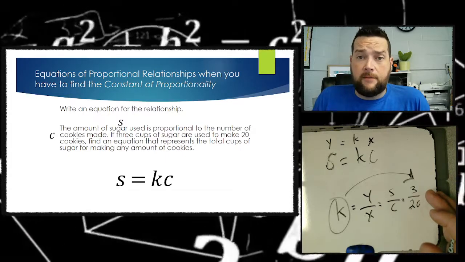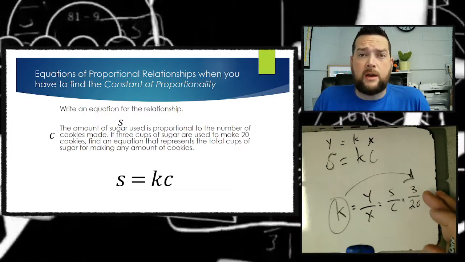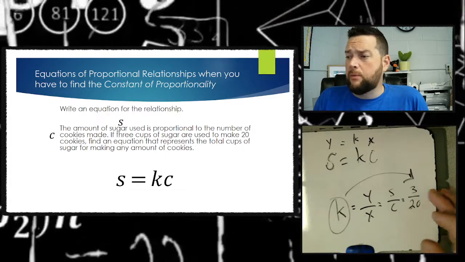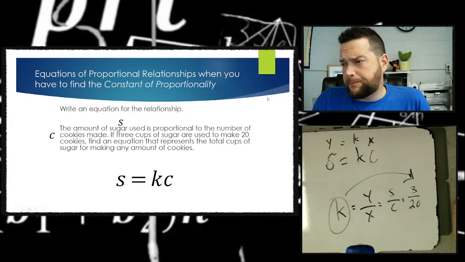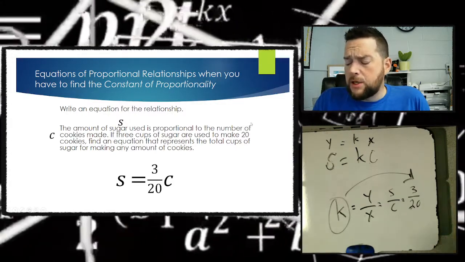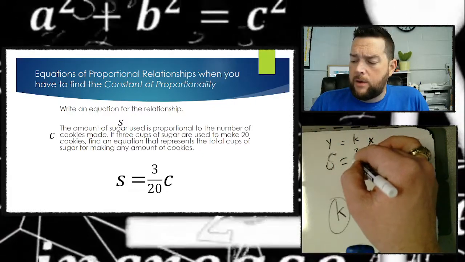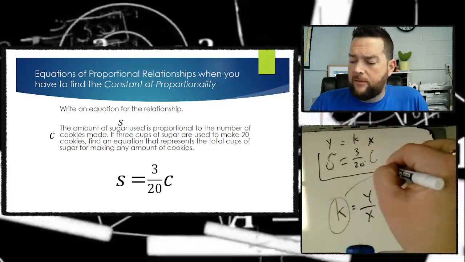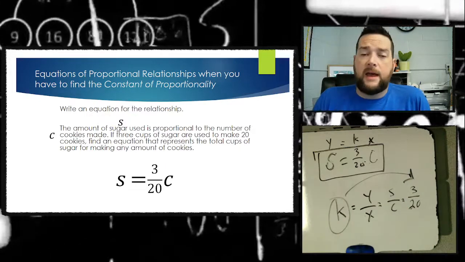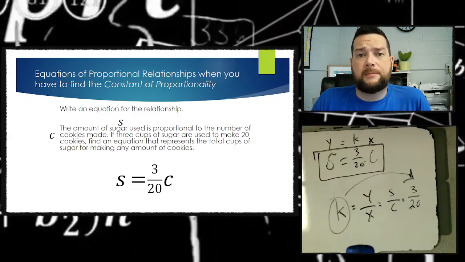I like fractions, and so I think fractions are a great, concise way to express a number, or part of a number, part of a whole. So we can take that 3/20ths there, and we can replace our K with that 3/20ths, and now we have an equation that represents this problem, all right?